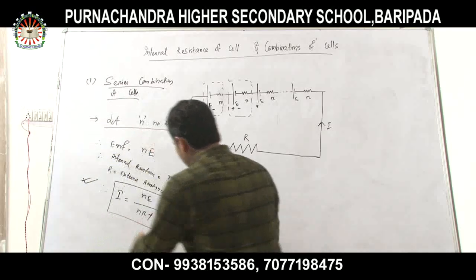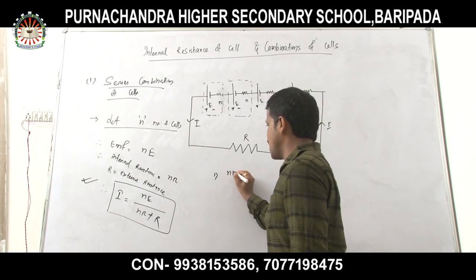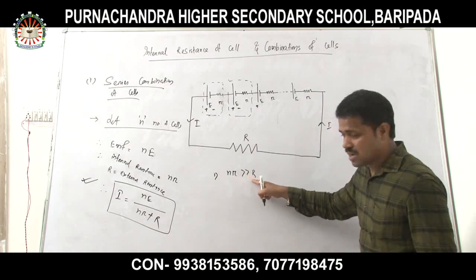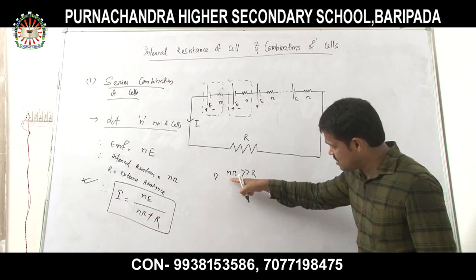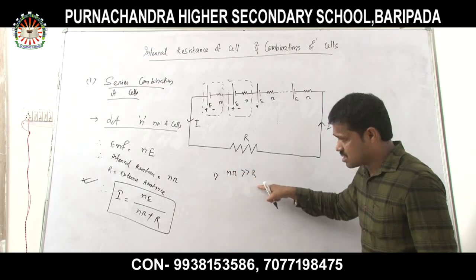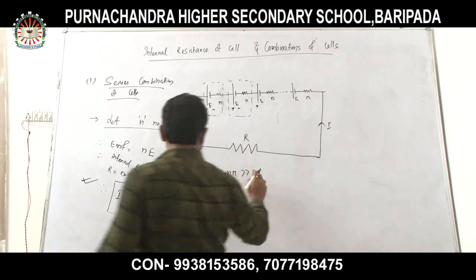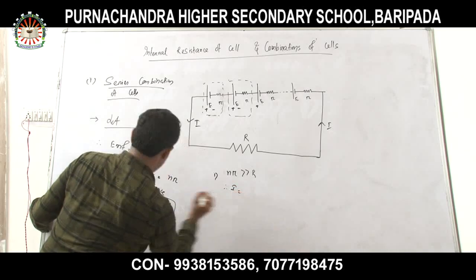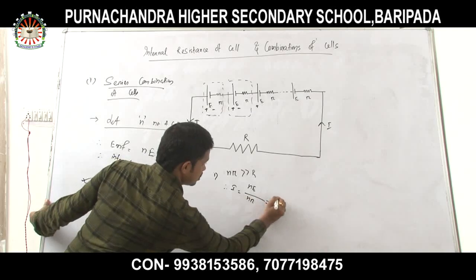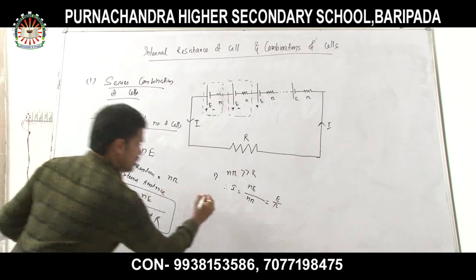So here two cases may arise. Case number 1: if nr is much greater than R. Remember, nr means the net internal resistance becomes greater than the external resistance. Then R can be neglected. So in this case, what is the current flow? Now I is equal to nE divided by nr, so that will be E by r. Understood?